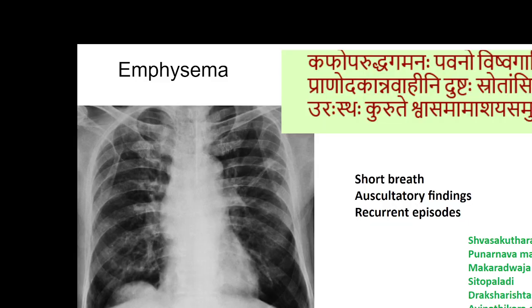Then the typical obstructive pathologies, where there could be allergic pathology. In such conditions: Kaphoparuddhagamanah Pavano Vishvagasthitah, Pranodakannavahini dushtasrotamsi dushayan, Urasa kurute shwasam amashayasamudbhavam. Another condition is a typical obstructive pathology like allergy, or patients who have emphysema-like conditions where the breaths are shorter. In auscultatory findings, in typical emphysematous breathing, the inspiratory and expiratory gap would be shorter, and the patient tends to have a very chronic pathology.